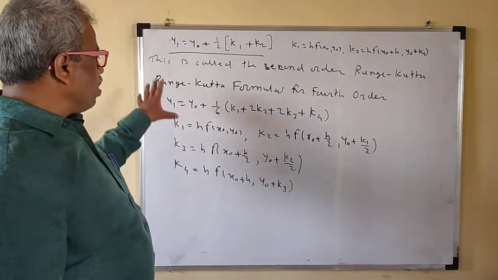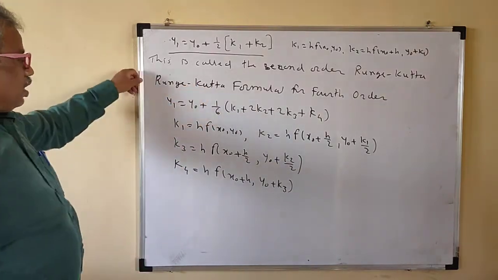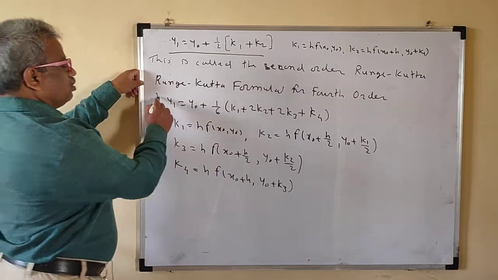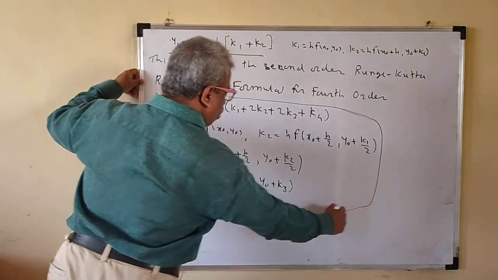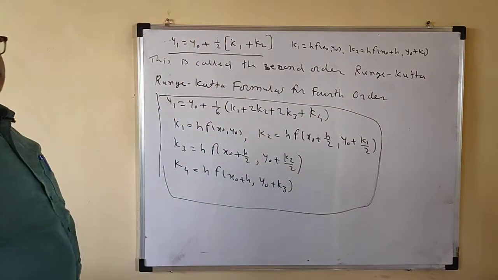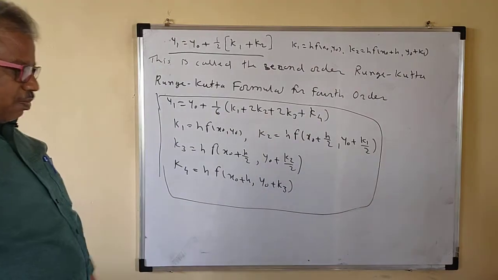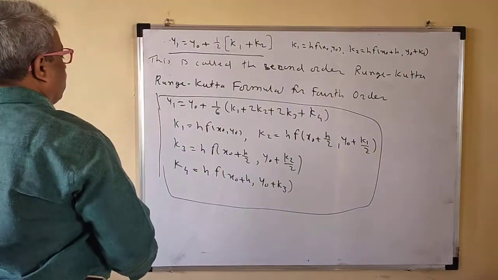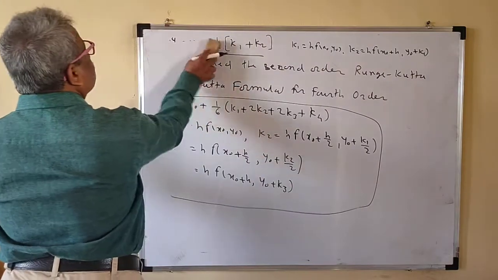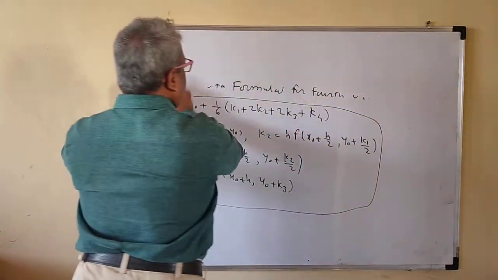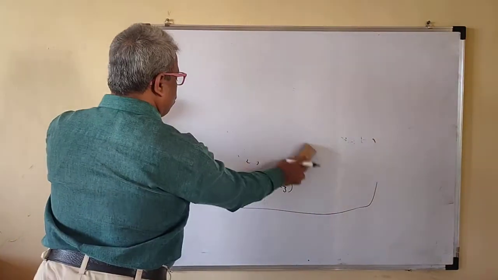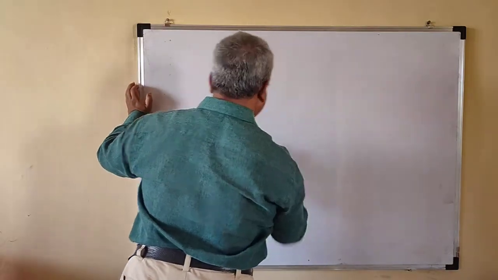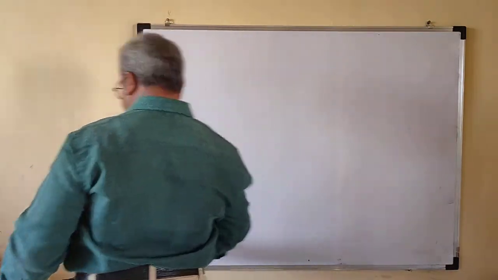I hope you understand this rule. This formula is important, along with k1, k2, k3, you can remember this. So this is the theoretical part. We will solve a problem so that you will understand how to apply this Runge Kutta second order formula or fourth order formula. So we'll take a problem.